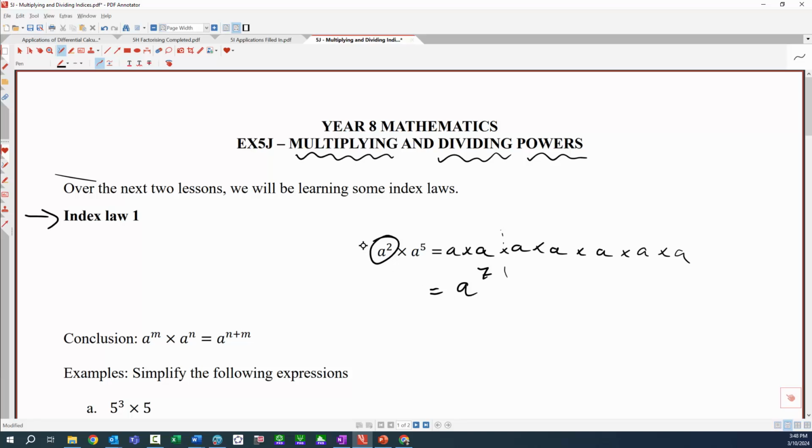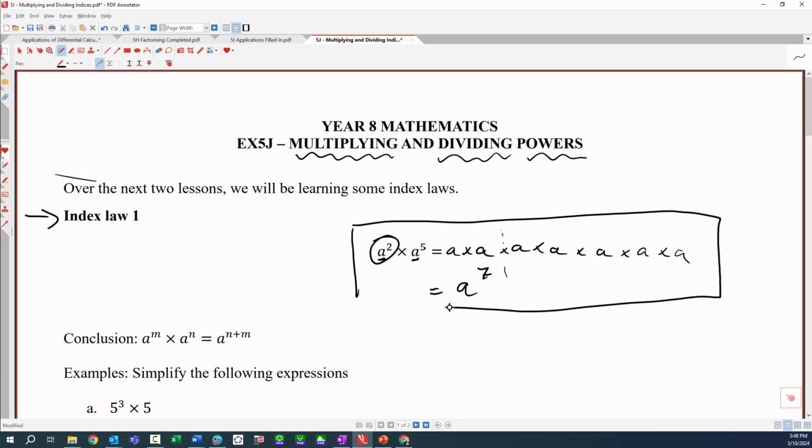If you look at the original problem, you might notice that there's a shortcut to doing this: you don't have to write it out in expanded form. When you get what I call common bases, that is, the same base being multiplied, all you do is add the powers together. So it's 2 plus 5, which is 7. What I want you to do is write that down in your book, so make sure you've got the explanation.